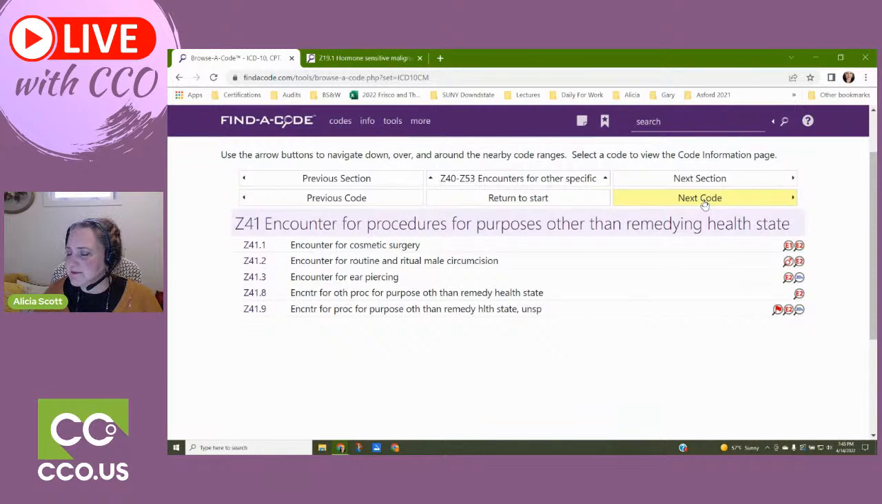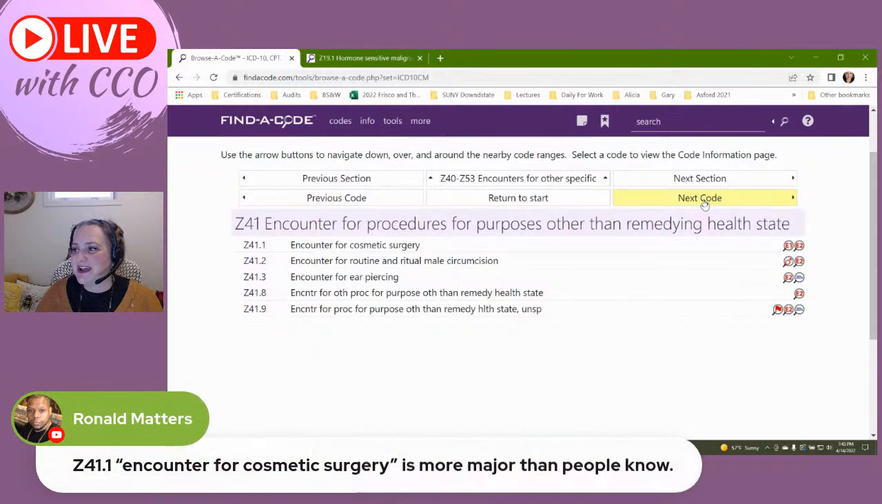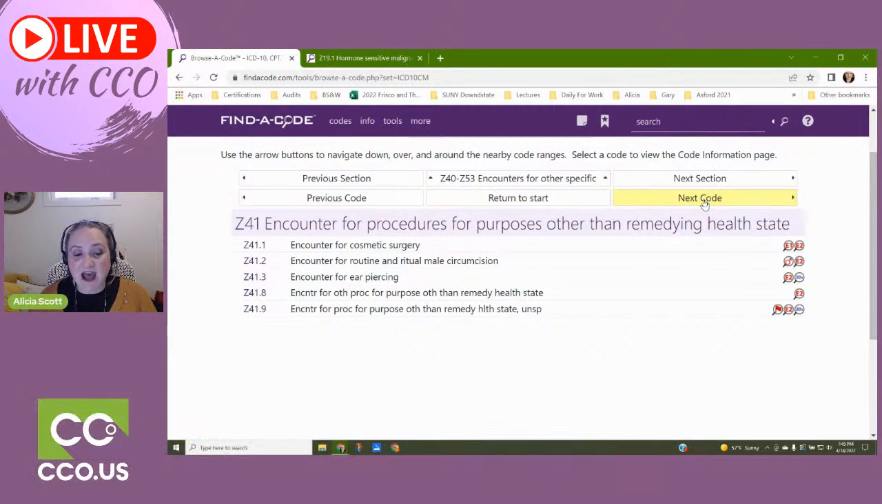Let's see. Z41.1 encounter for cosmetic surgery is more major than people know. You're right. I was really surprised. I actually had cosmetic surgery. Gosh, it's been over a year now, whatever.